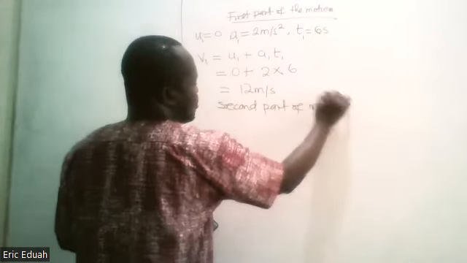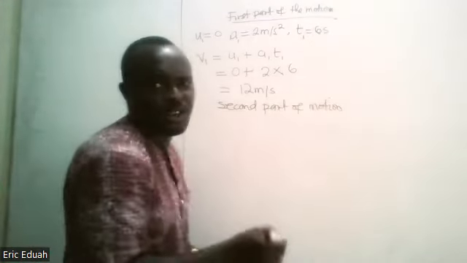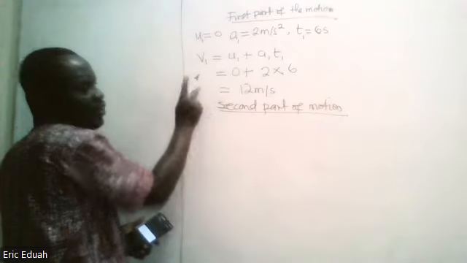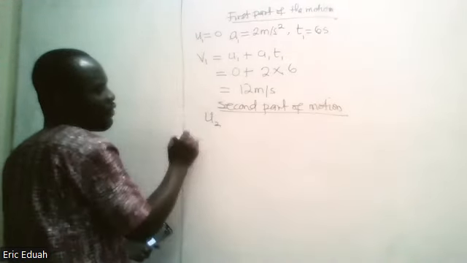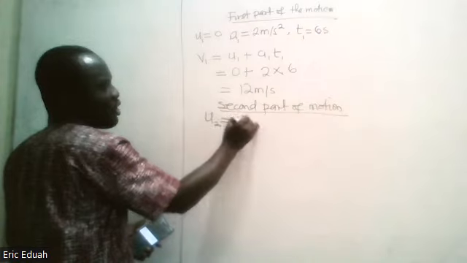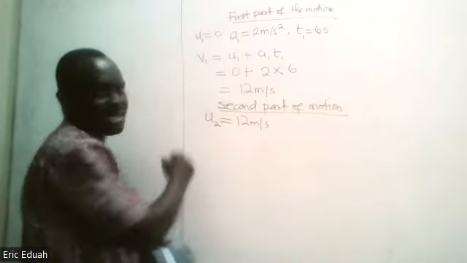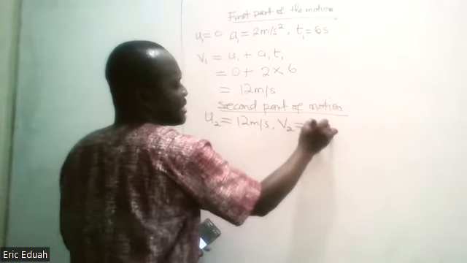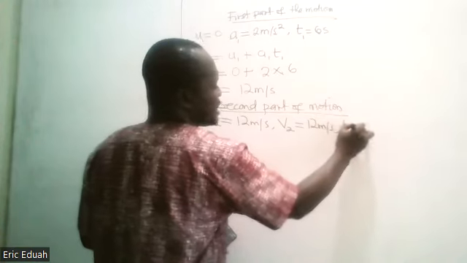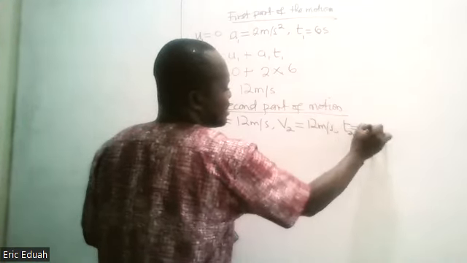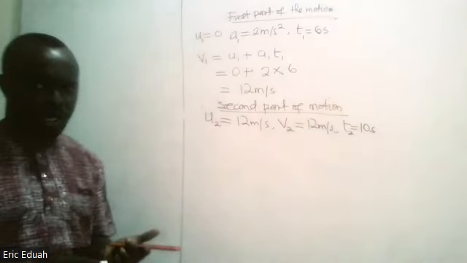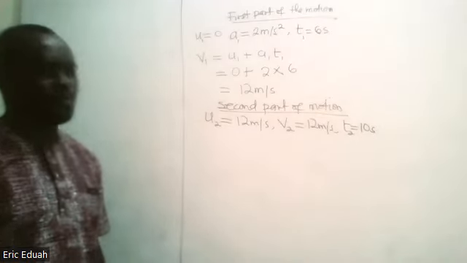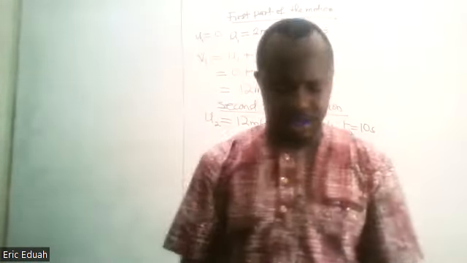In the second part of the motion, it said the velocity is maintained for 10 seconds. So this final velocity of v1 becomes the initial velocity for the second part, which will be equal to 12 meters per second. Once it is maintained, we'll have the final velocity to also be 12 meters per second within a time t equal to 10 seconds. Class, are we okay here? No, please come again. Listen to the second part of the motion.